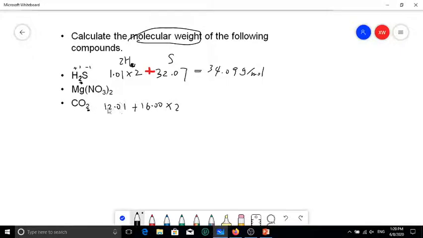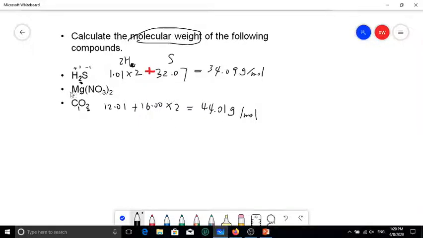Now, we didn't really put the 2 in front of the carbon because there's no number here, that means it's a 1. All right, add them up, make sure you do the multiplication first. You're going to end up with 44.01. Again, this is the molecular weight, grams per 1 mole. Okay, every 1 mole of carbon dioxide weighs this many grams.